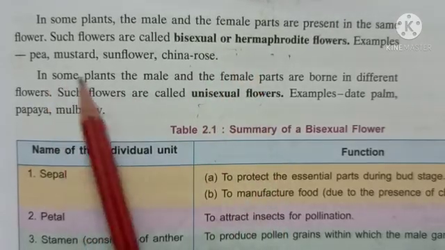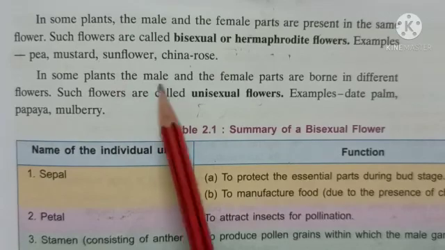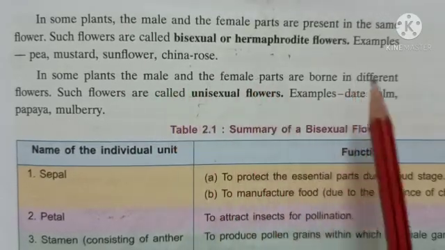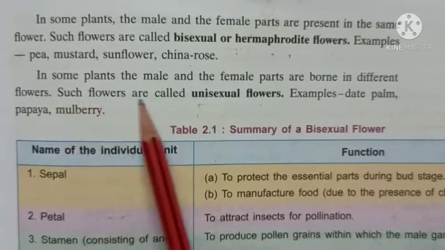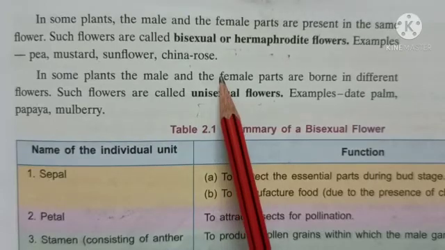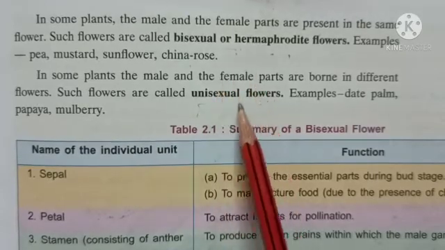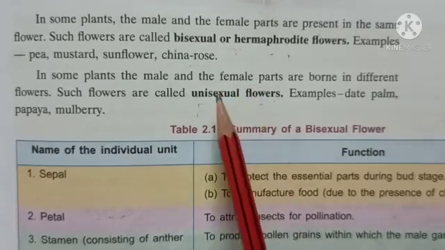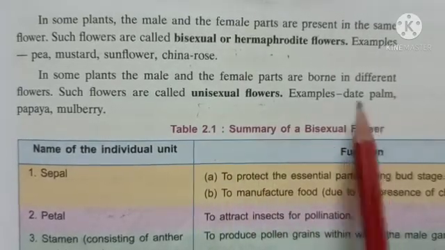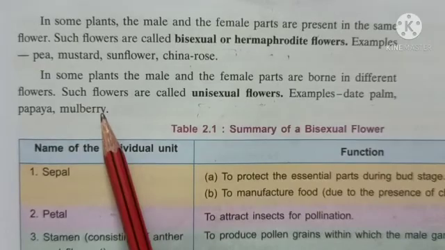And in some plants, the male and the female parts are born in different flowers. Such flowers are called unisexual flowers. It means if the flower contains only the male part or only the female part, then it is called what? Unisexual flowers. For example, date palm, papaya, mulberry, etc.